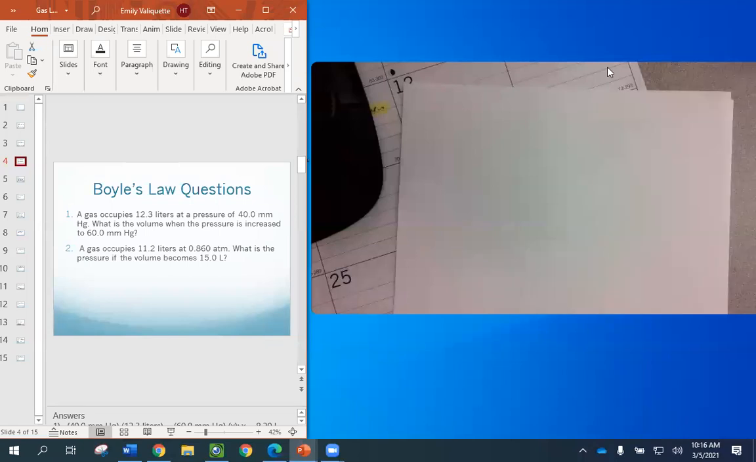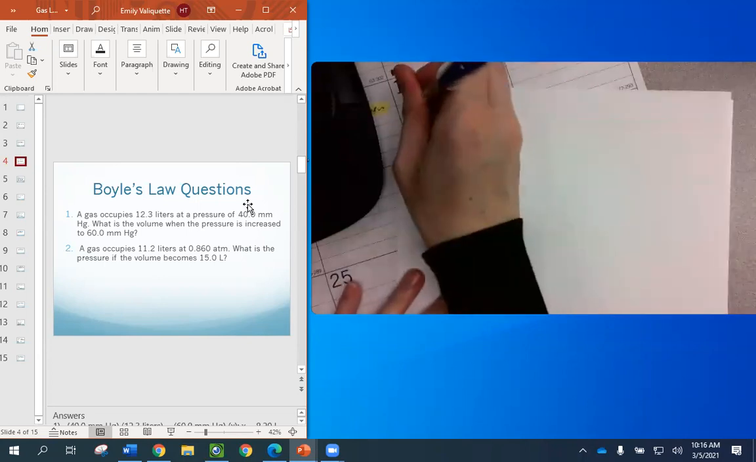Okay, so for the first question, again, this is a Boyle's law question. I know that because we are dealing with volume in liters and we are dealing with pressure, in this case, measured in millimeters of mercury. Now, it doesn't matter what the pressure is measured in, as long as the pressures that we're given are the same.